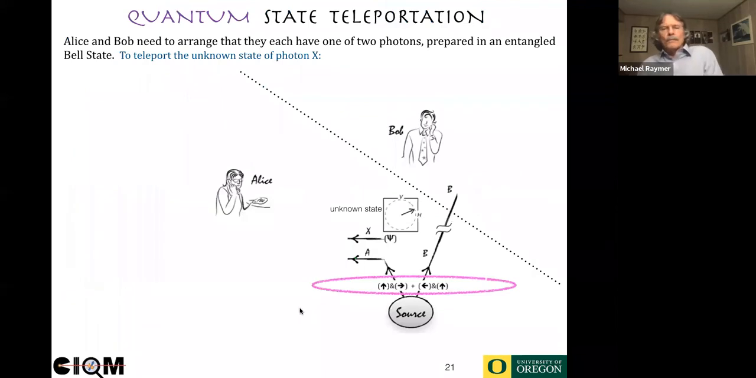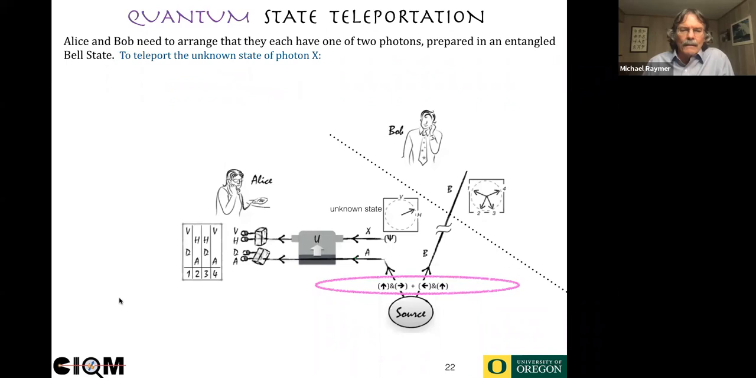So here's the quantum version of that. Instead of having correlated coins, we have entangled photons. So the source sends out this Bell state, V and H plus minus H and V. And that's the A and the B photons. So the B photon goes to Bob. He has that photon, but it's in some weird entangled state that's not of any use to him. The professor produces this unknown state, X, and sends it over to Alice.